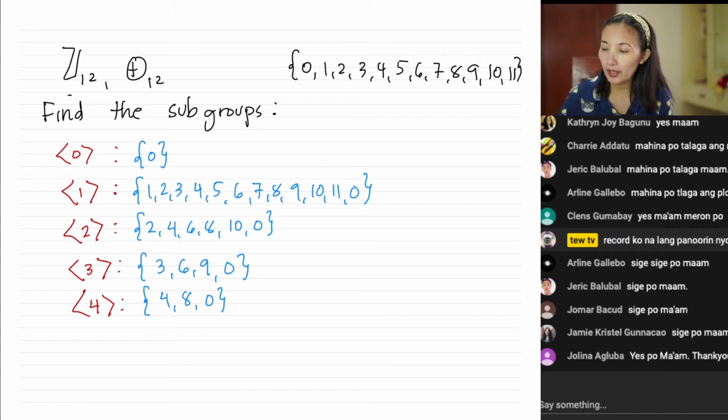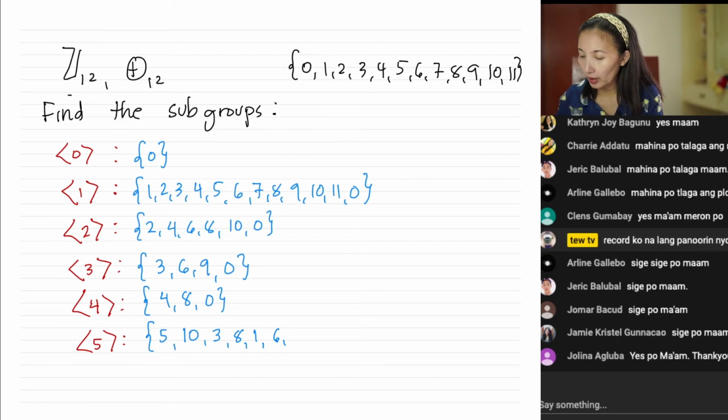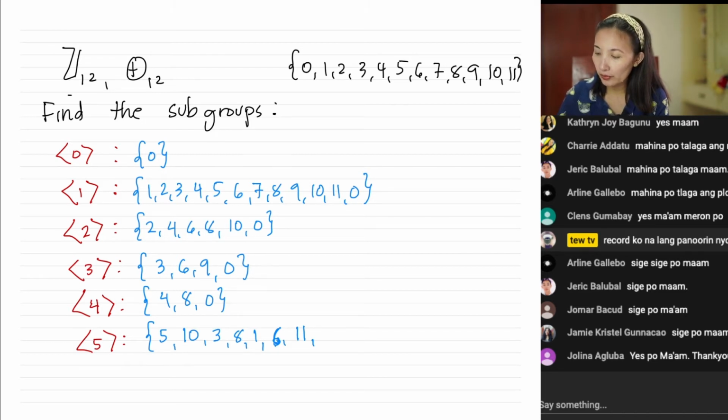Next, how about 5? Okay, let's see what happens with 5. If we have 5, then that will be 5 plus 5, that's 10. Plus 5, 15 modulo 12 is 3. Then 20 modulo 12, 8. 25 modulo 12, 1. Next, 30 modulo 12, 6. Next, 35 modulo 12 is 11. Plus 5, that's 40. Modulo 12 is 4. Plus 5 is 9. 9 plus 5, that's 14. Modulo 12, 2. Plus 5, 7. Plus 5, 12. Okay, did we generate all the elements?